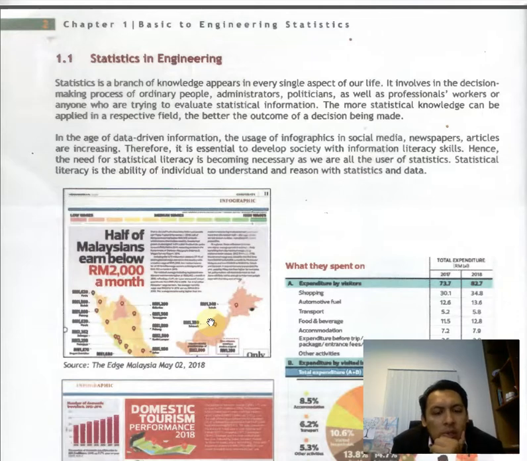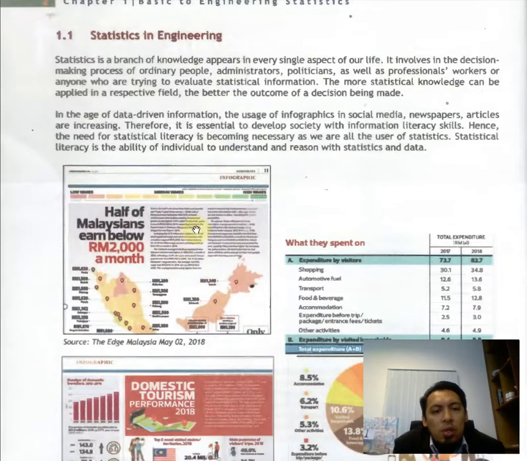What does statistics actually mean? Statistics is usually related to data, and of course it is true. Statistics becomes useful when you have data. If you have no data, then you can't use statistics. In engineering it is the same. It is about managing the data that you have in any of your experiments.